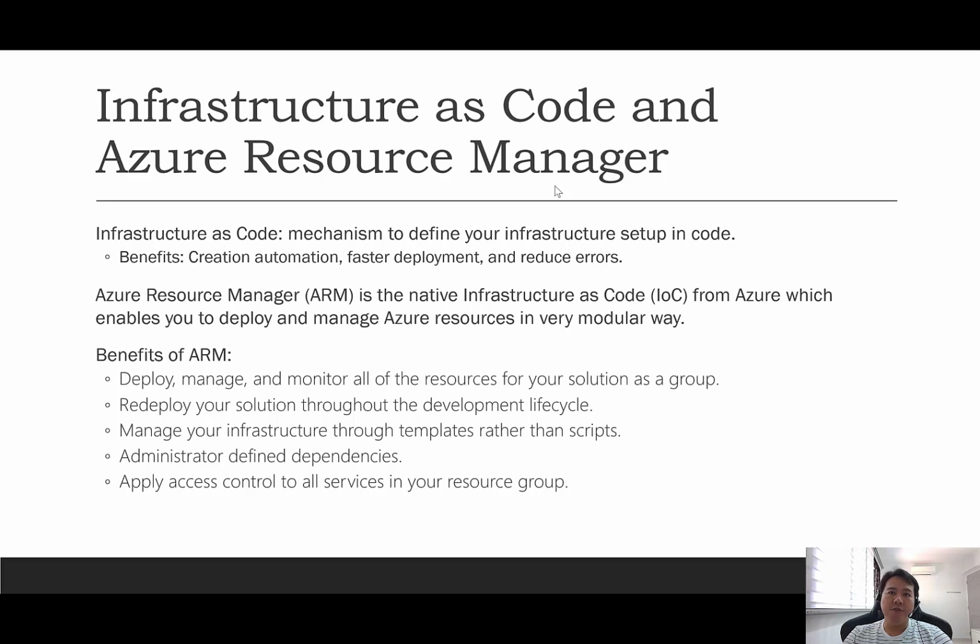ARM is a native IaC from Azure, which allows you to deploy and manage Azure resources in a very modular way. With ARM, you can deploy, manage, and delete your resource group. It enables you to redeploy your solutions much easier through the development lifecycle. You can also define the dependency of your template as well as apply access controls to your resource group.